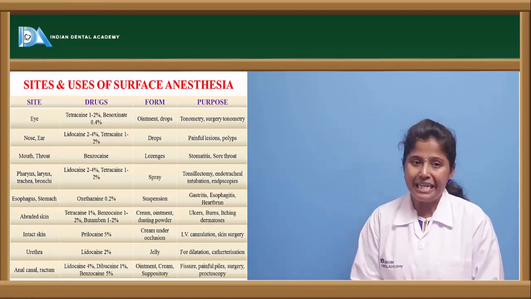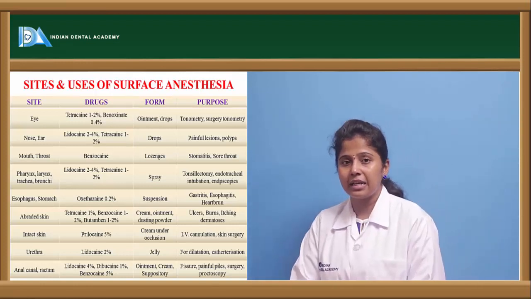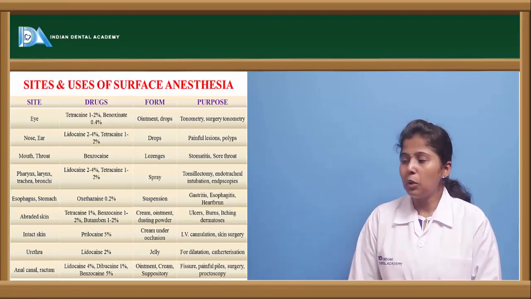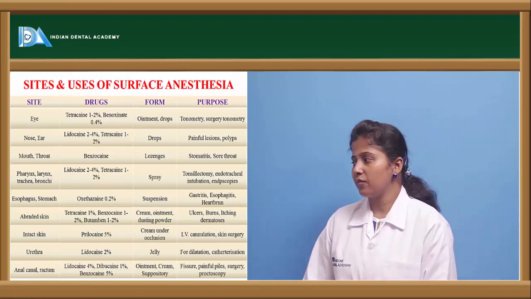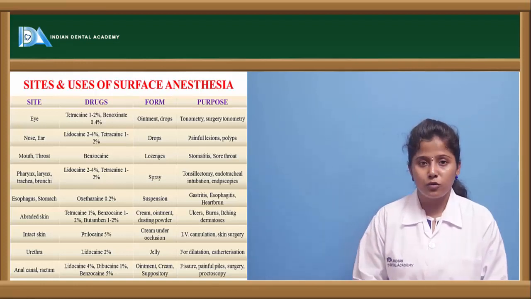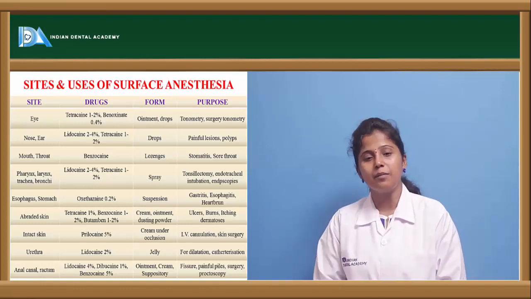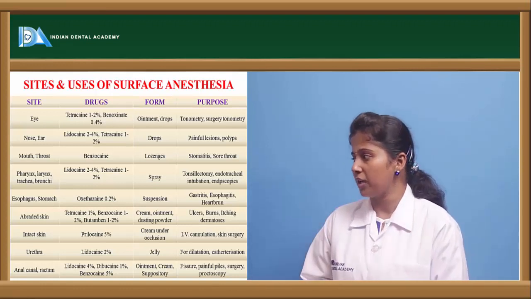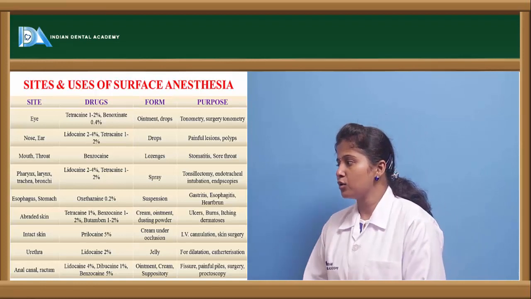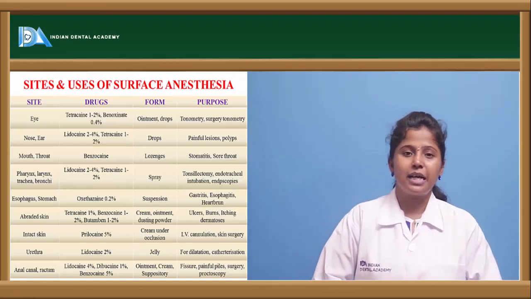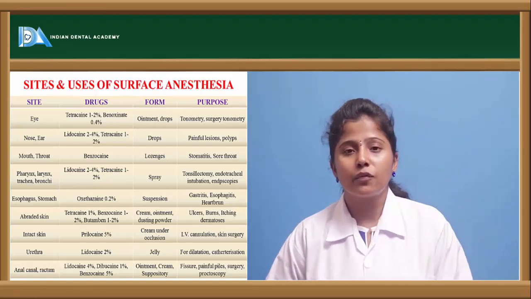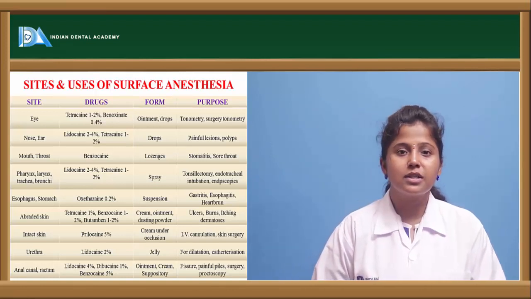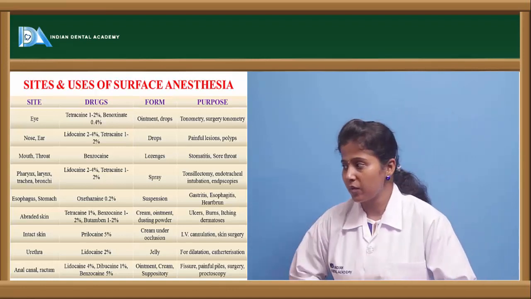And for intact skin, which is directly in contact with the drug, prilocaine at 5% is given in the form of cream under occlusion. So it is mostly given as a cream, and we can directly apply the cream on that particular area. And this is also used for IV cannulation and skin surgery. So for cannulation procedures and for skin surgeries, this prilocaine is preferred.